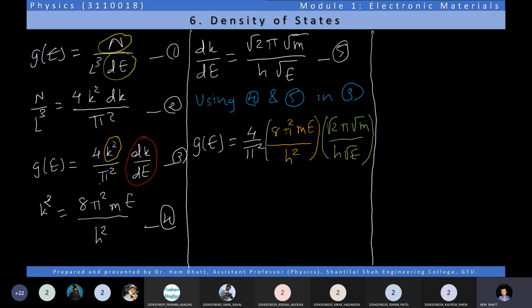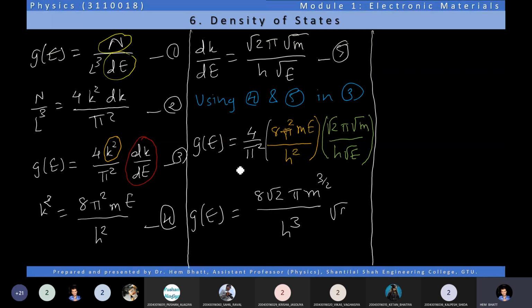You will simplify this equation and you will see if you are getting the final equation like this: eight root 2 pi m raised to 3 by 2 upon h cube root e.